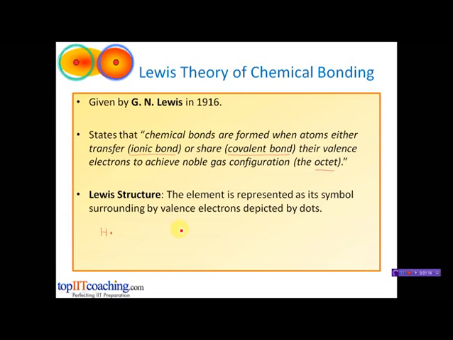Similarly, nitrogen. The symbol of nitrogen is N and it has 5 electrons in its outermost shell. So we'll show 5 dots surrounding nitrogen. Chlorine. The symbol of chlorine is Cl and it has 7 valence electrons. So we'll show 7 dots. This is the Lewis structure for chlorine.